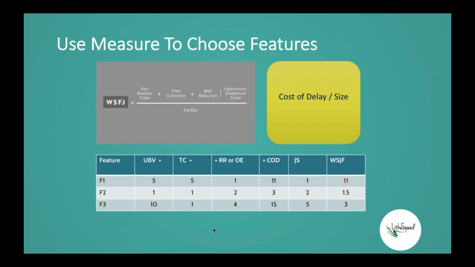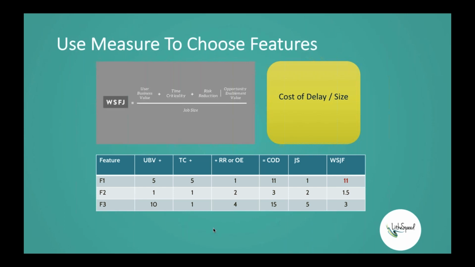And you can see that feature number 2 gets 1.5 points, and feature 3 is 3 points. This is an interesting way to think about it, because oftentimes we are taught to maximize business value. And so in this case, if we were to only look at business value, we might choose feature number 3 to do first, because it's got 10 points of user value, right? It's actually the most impactful from a user business value standpoint.